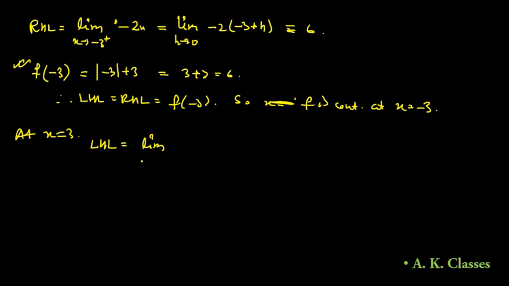Clear? Now our left hand limit is -1, right hand limit is +1. Are they equal? Obviously not. It is not equal to right hand limit, so x equal to 0 is the point of discontinuity of f(x) given. Clear?